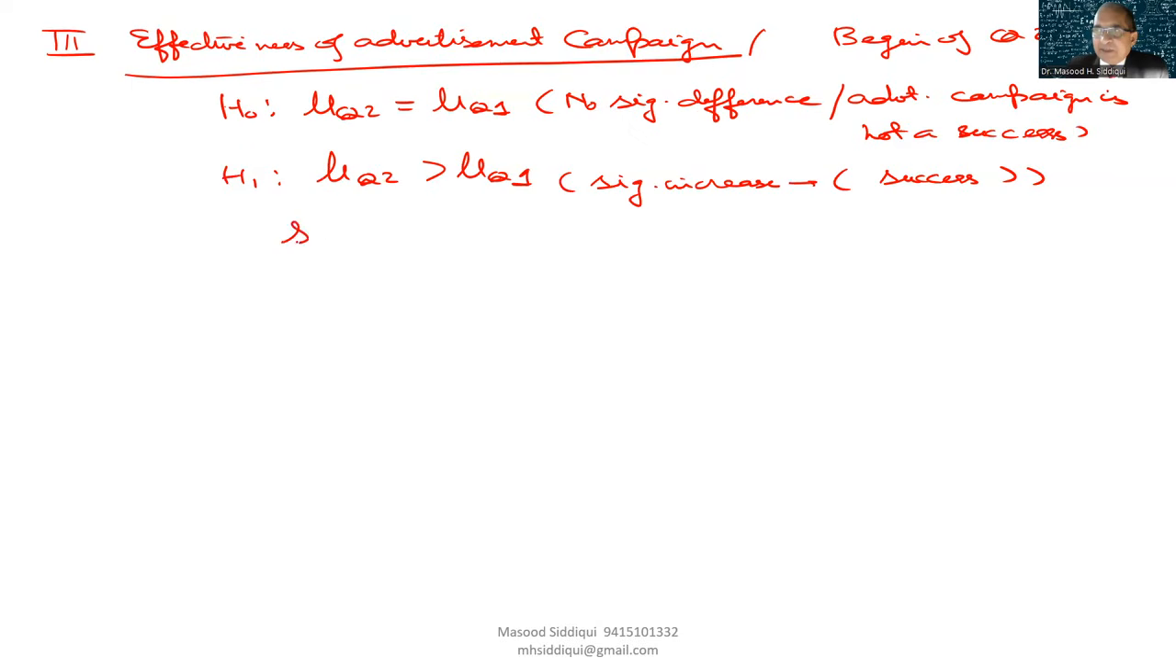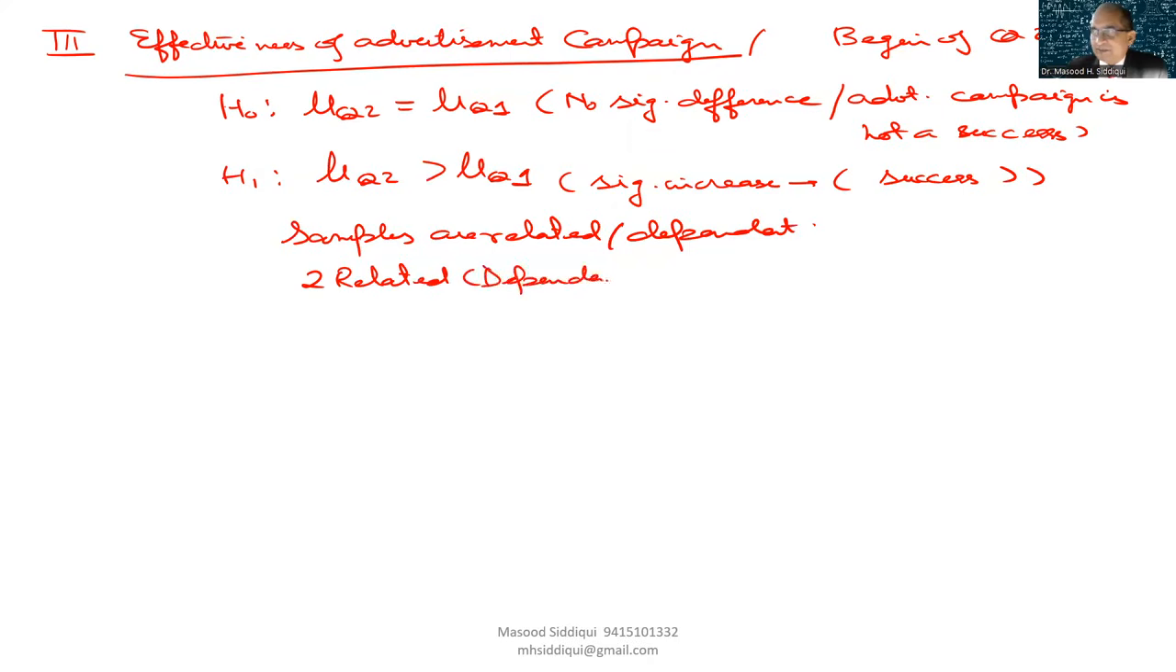Now here, since samples are related, samples are dependent, and the standard deviation is unknown, we will be using the two related or dependent sample t-test, which is properly known as the paired t-test. Okay, so how does it work?